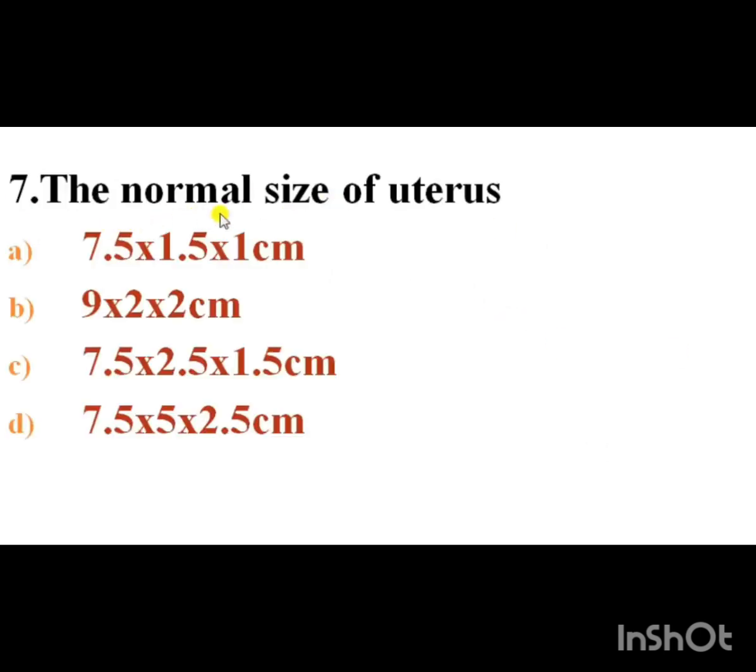Next question, the normal size of uterus. Options: A 7.5 cm into 1.5 cm into 1, B 9 into 2 into 2, C 7.5 into 2.5 into 1.5, D 7.5 into 5 into 2.5 centimeter. Answer is D. So the normal size of uterus is 7.5 centimeter into 5 centimeter into 2.5 centimeter.